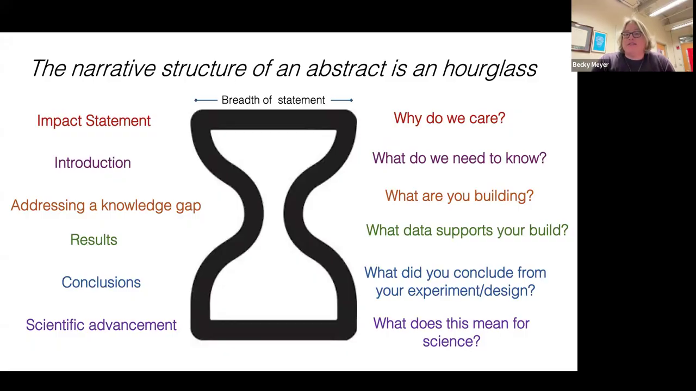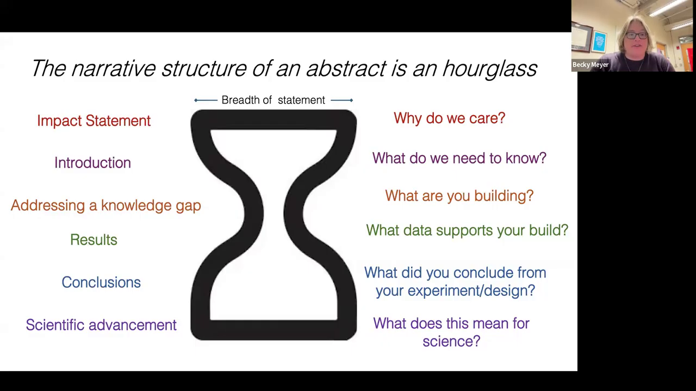So, for this slide, this is really just kind of a big overview of what the abstract looks like structurally. So, we talk about the narrative structure of an abstract. So, pretty much how you put the information together. And the way to think about a narrative structure of an abstract is to picture it as an hourglass, where it's very, very wide at the top with very broad pieces of information. It sort of narrows down until you get to your specific project or design. And then as you get into your results and conclusions, you start to widen the scope of the information back out until you get to a broad conclusion at the end.